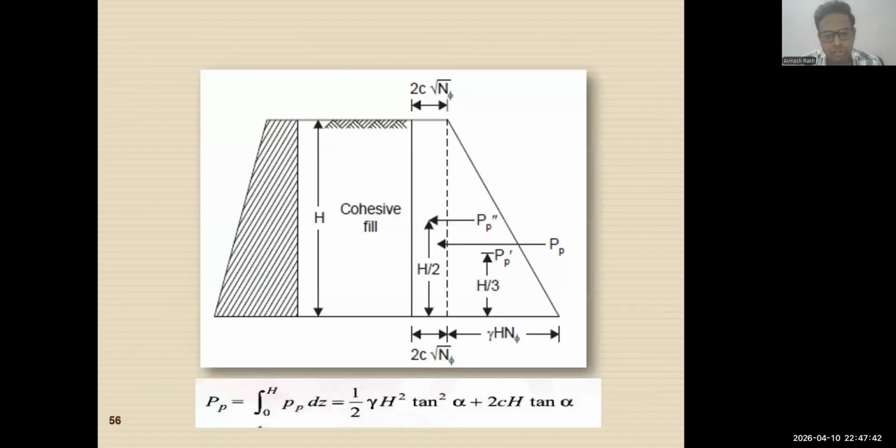So this is the diagram shown for the passive earth condition. H is the height given. After that, 2c root of N phi, H by 2, 2c root of N phi, gamma H N phi. So the formula for the passive condition is 1 by 2 gamma H square tan square alpha plus 2cH tan of alpha, where alpha is the angle of shear resistance, H is the height, gamma is the unit weight, and c is the cohesion that is to be provided in the numerical. So these are the formulas that we're going to use for solving the numerical based on the passive earth condition.